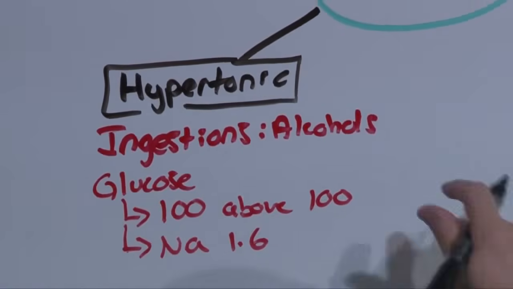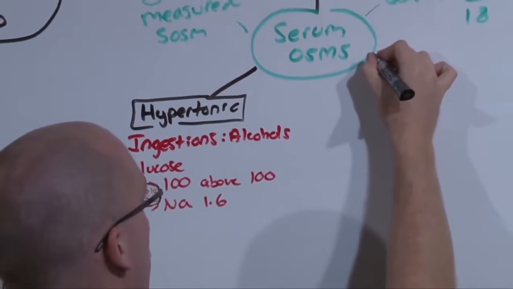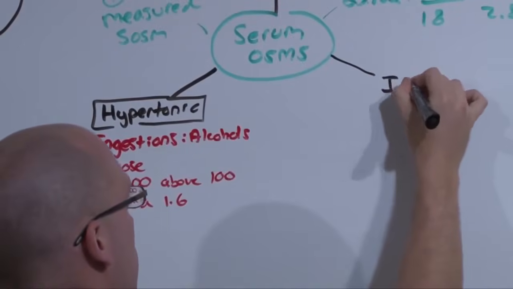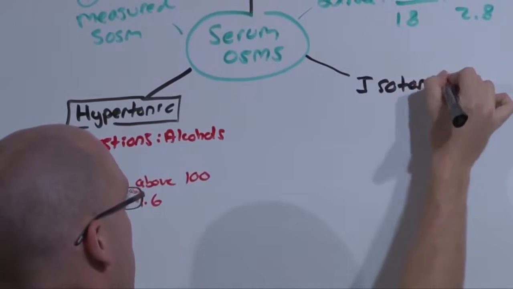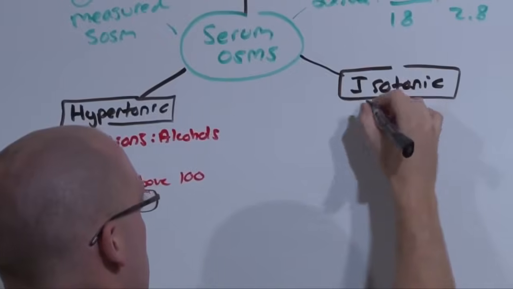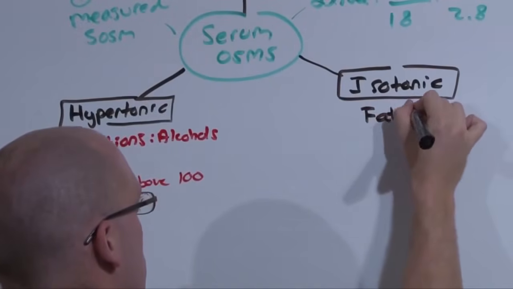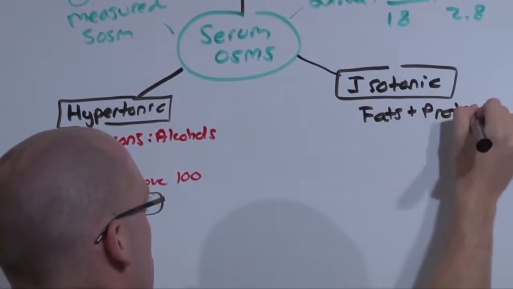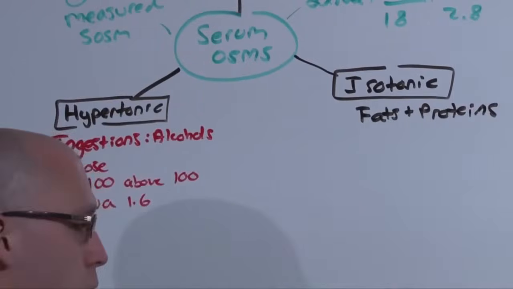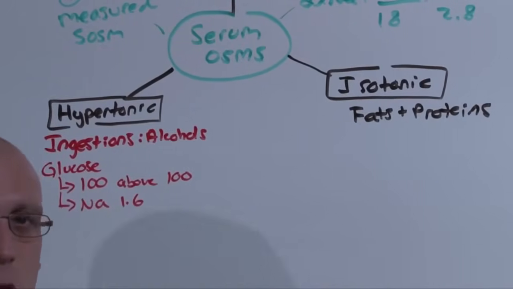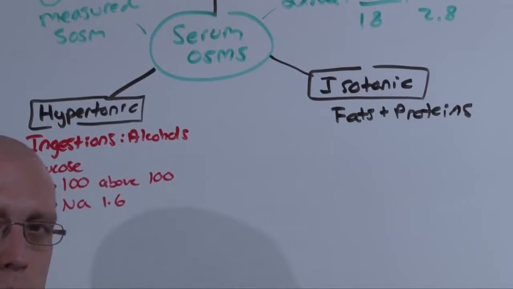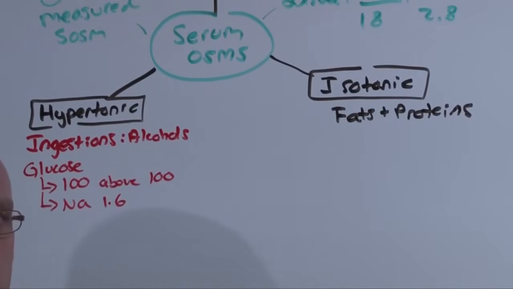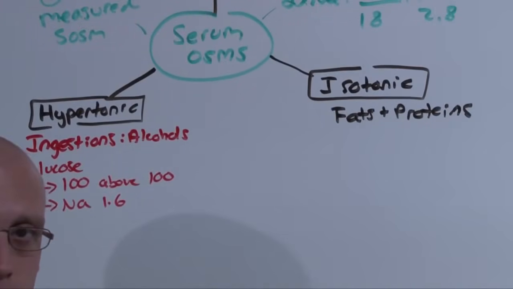There will be another time where the measured and serum osms both tell you that actually they are isotonic. Again, the sodium lied to you. This is a condition in which fats and proteins disrupt the laboratory value of the sodium. Don't worry about this. If you see that the serum osms are actually normal, they don't have a disorder of free water, you ignore it.